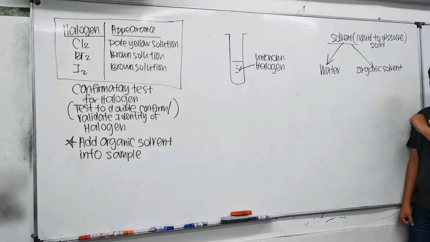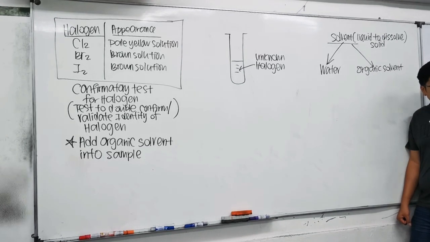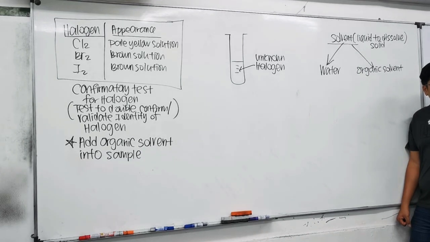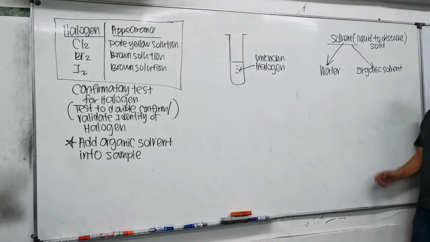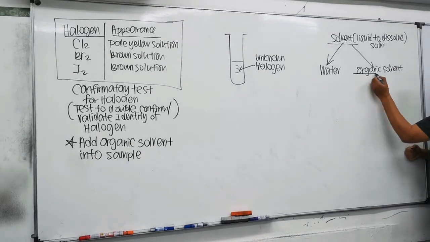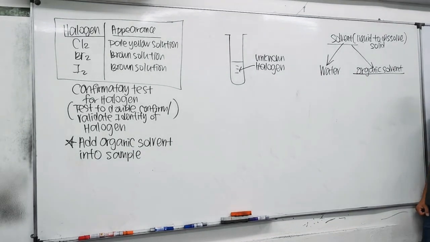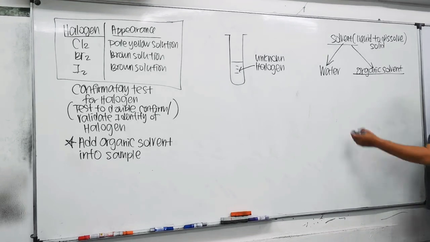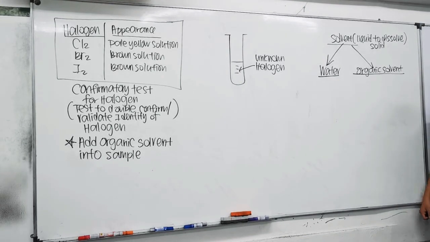I said before, what is organic? Anything that has carbon is organic, except CO, CO2, CO3. Clear? Anything that has carbon is organic unless it is CO, CO2 or CO3. So an organic solvent is any solvent that has carbon. Organic solvent is the special solvent that has carbon.